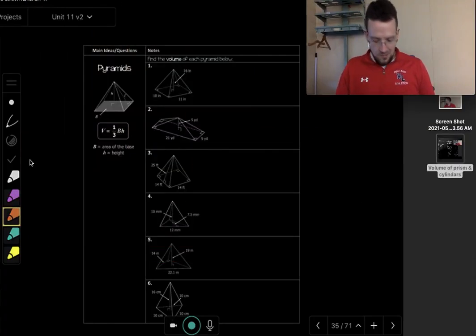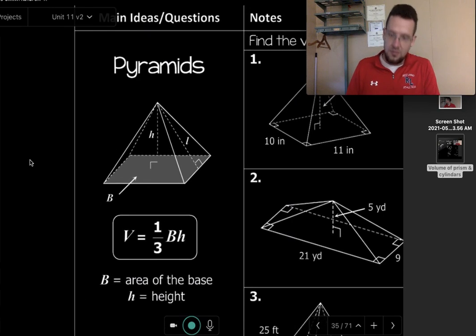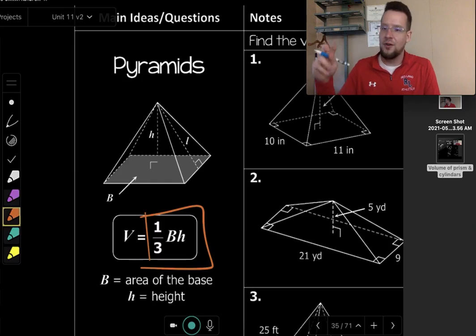So let's just jump right into what we got going on here. First thing, we're looking at volume of a pyramid. Volume of a pyramid, these are pretty straightforward. Again, we're just looking at the area of the base times the height, and then we're just going to take whatever we get and take 1/3 of it, aka divided by 3.